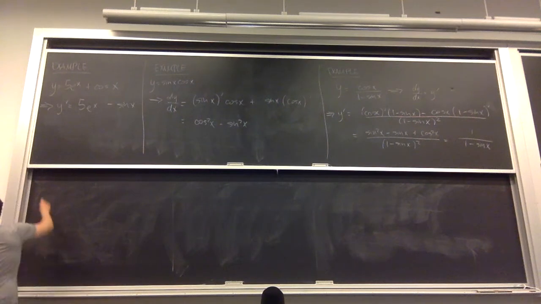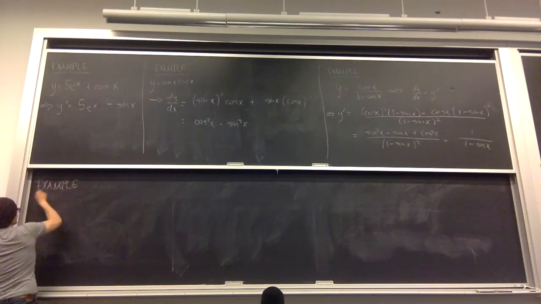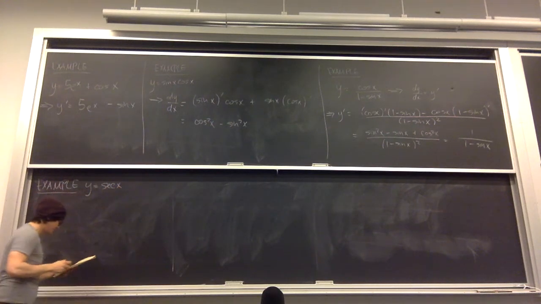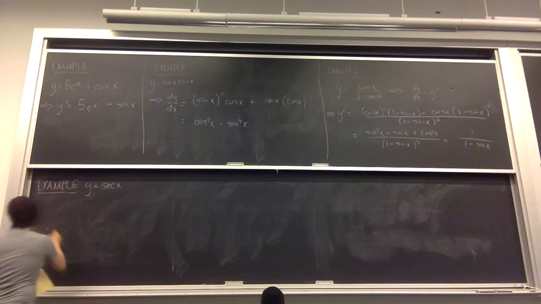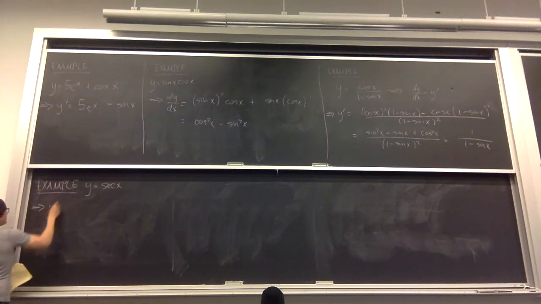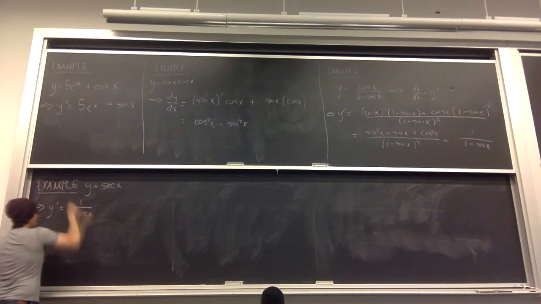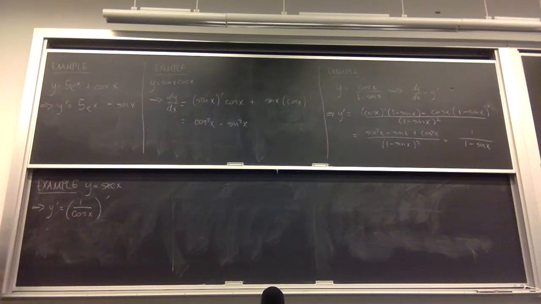Okay, how about this one? y equals secant x. What is the derivative of it? So what would you do? Well, we can switch secant x there. Yeah, okay, so let's switch out the secant x. That's a good idea. So can you do that? With what rule? Quotient rule.